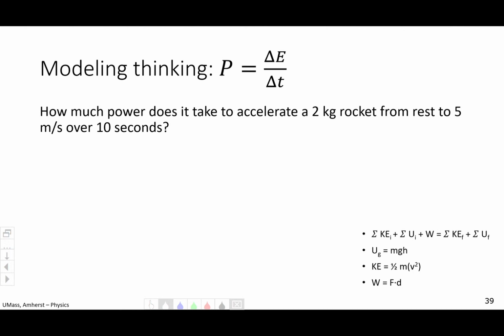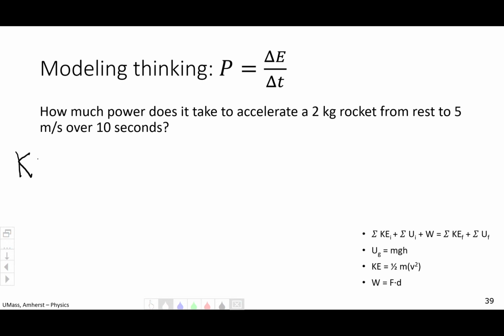Okay, the question now is, how are we going to use power in conjunction with the conservation of energy concepts? So power, delta E over delta T, how much power does it take to accelerate a 2-kilogram rocket from rest to 5 meters per second over 10 seconds? So I'm going to skip the energy bar chart for this one because it's pretty straightforward.